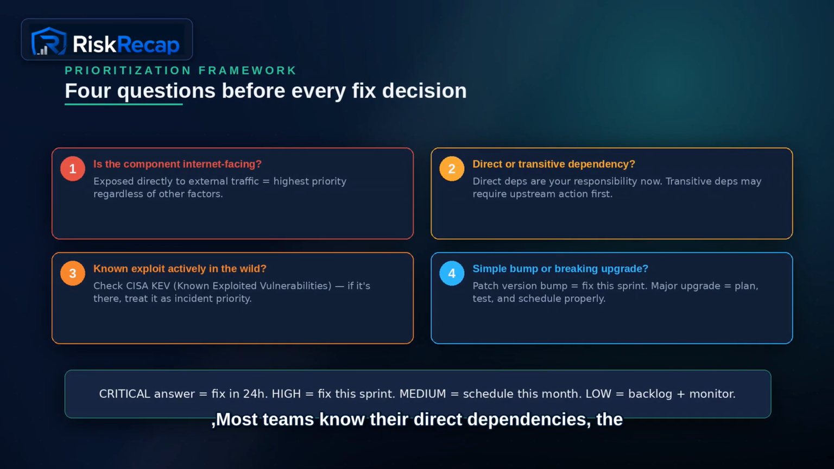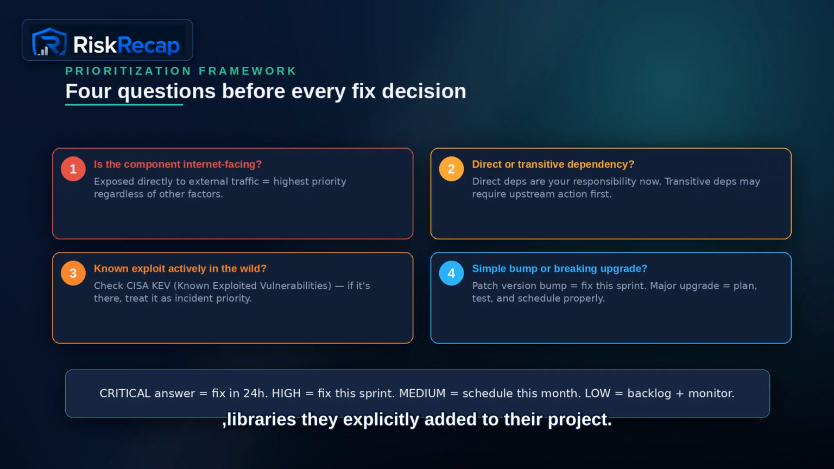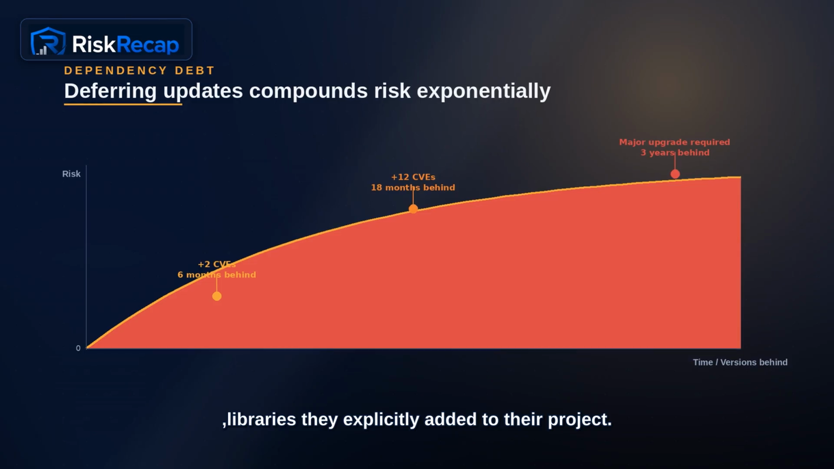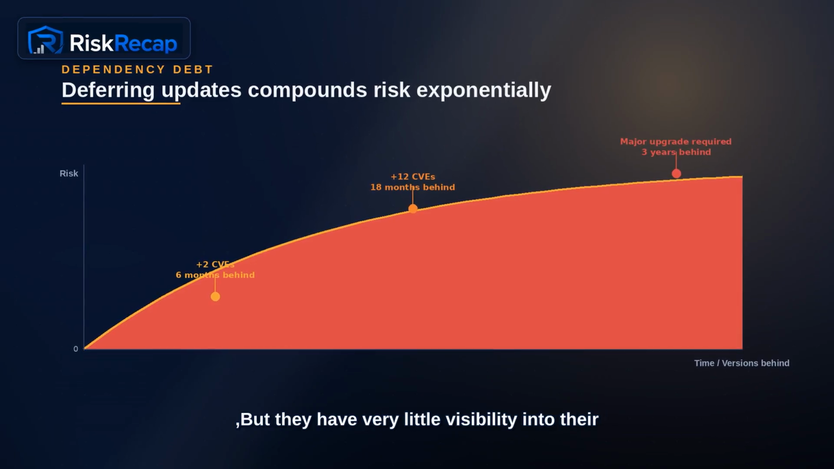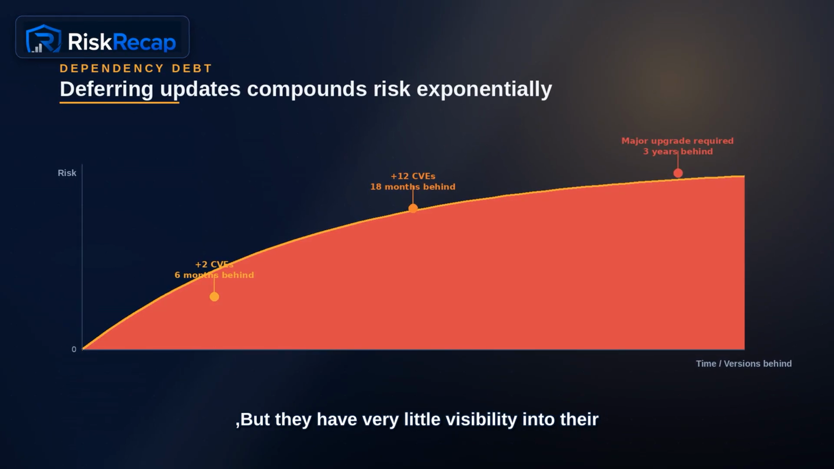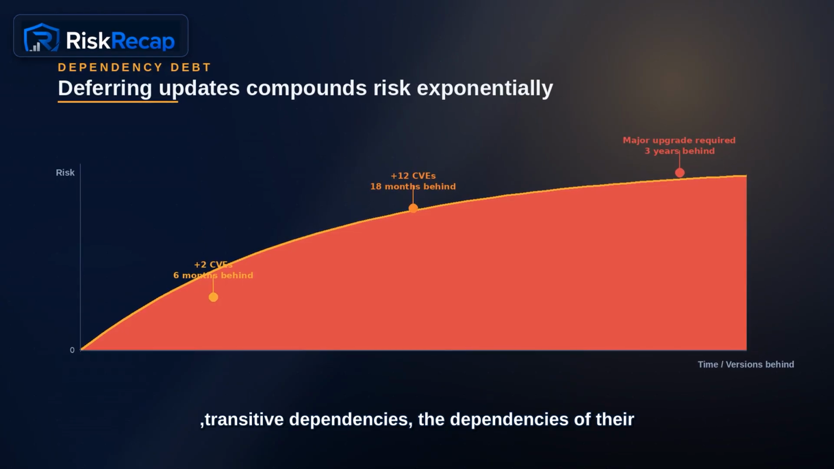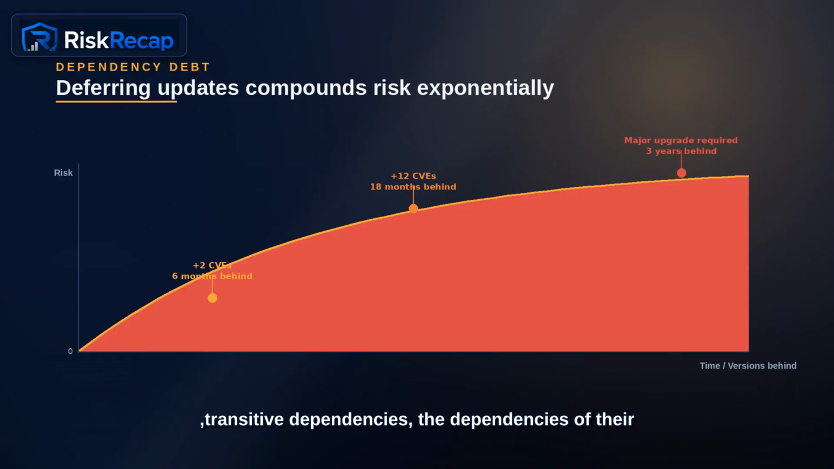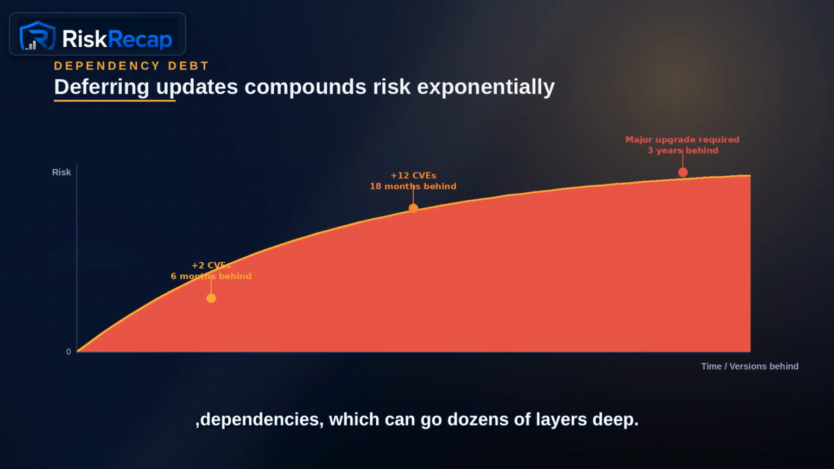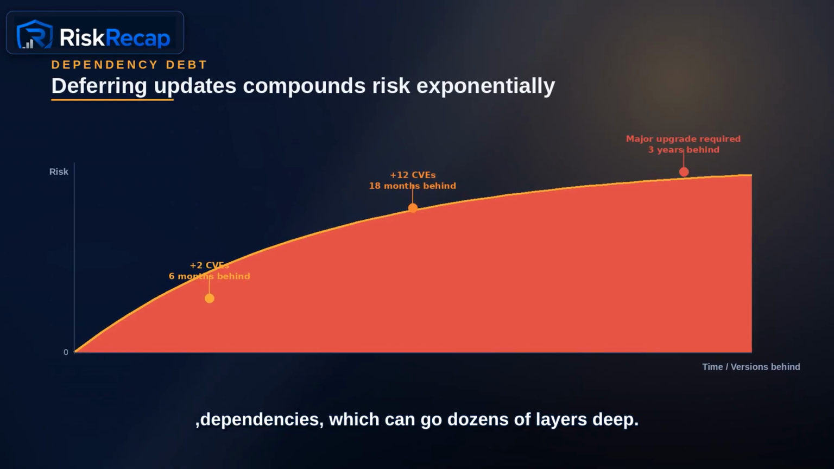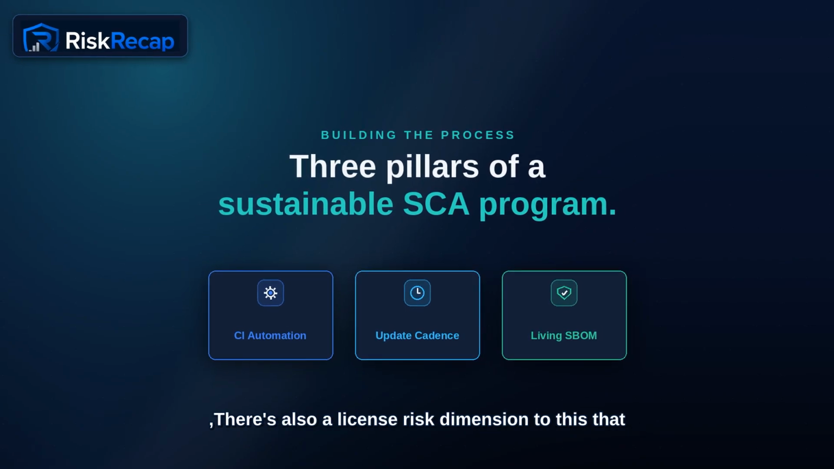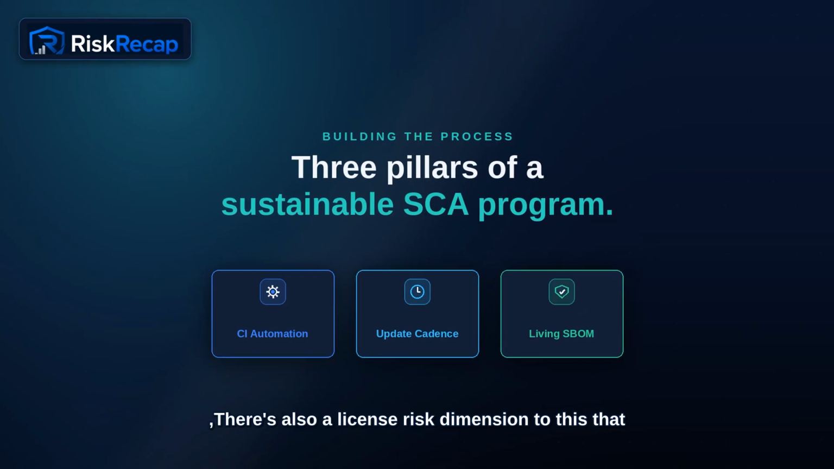There's also something worth naming directly: dependency debt. Teams that defer updates accumulate risk that becomes exponentially harder to address later, both technically and in terms of security exposure. So how do you build a sustainable process around all this?